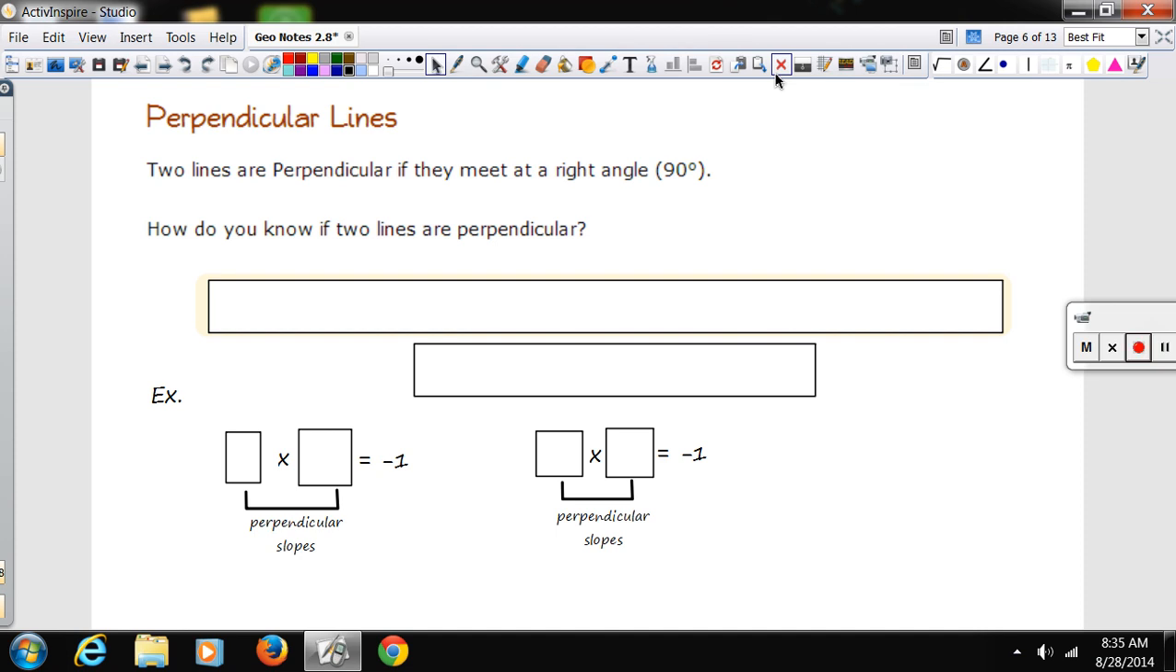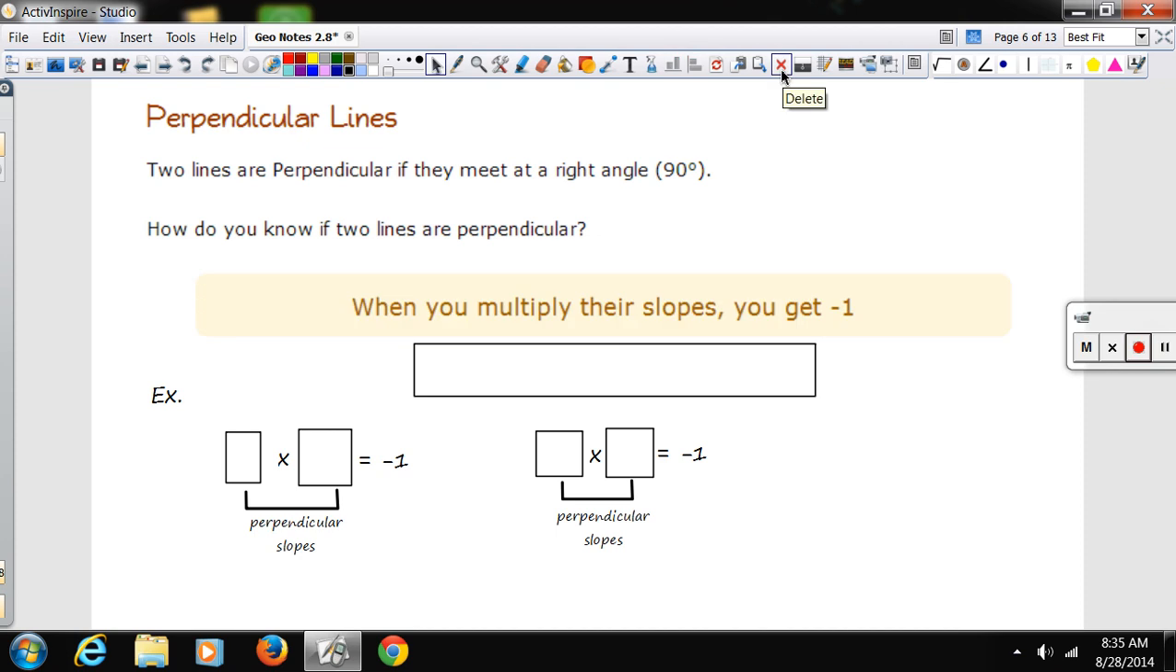Inverses mean opposite. But yes, opposite. Well, there's one other piece. What do we call it? Reciprocal. An opposite and a reciprocal give you a 90-degree angle. So you have to know that perpendicular slopes, when you multiply their slopes, give you a -1.